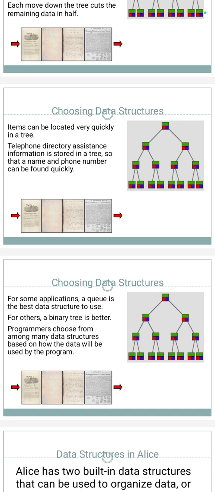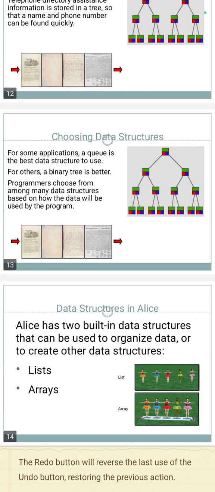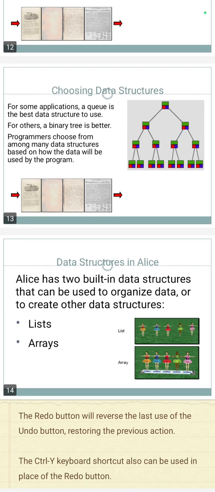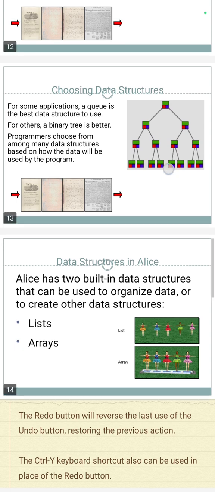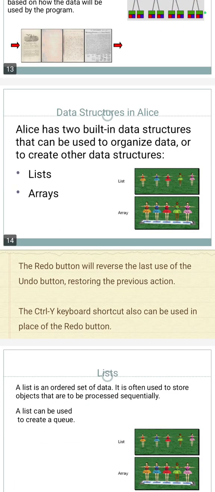In the mobile phone address book, we use the tree data structure. For some applications, a queue is the best data structure to use. For others, a binary tree is better. Programmers choose from among many data structures based on how the data will be used by the program.